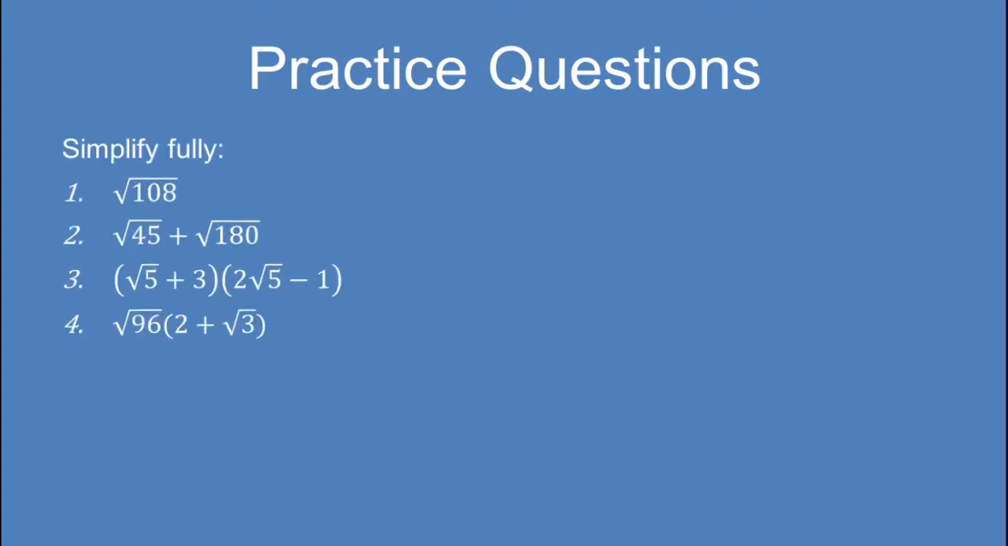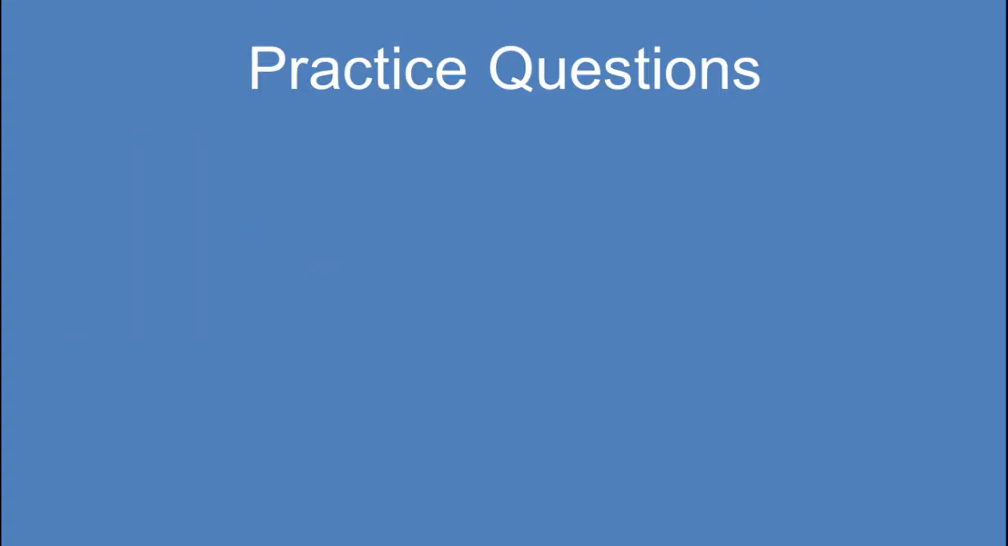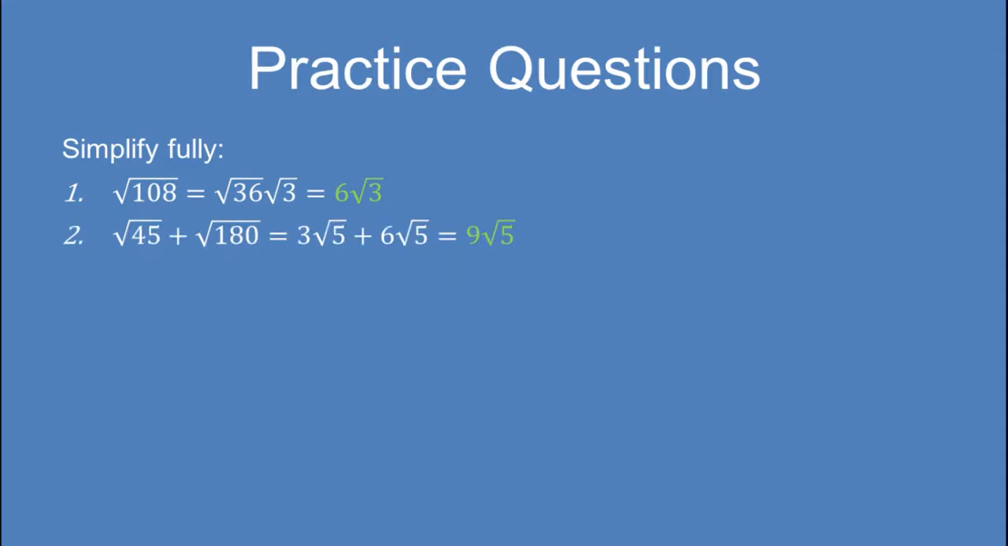Remember to simplify your final answer fully. Here are the answers to the questions. Question 1 was a simple simplifying surd question. We split the square root of 108 into a factor pair of 36 and 3, to get 6 root 3. Question 2 was adding surds, simplifying the surds before adding them, simplifying to multiples of root 5, to get a final answer of 9 root 5.